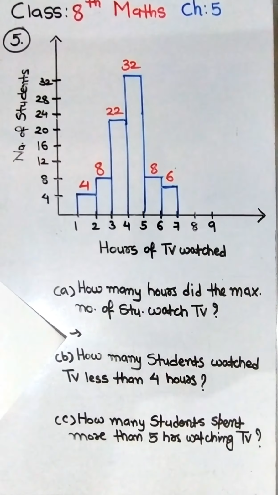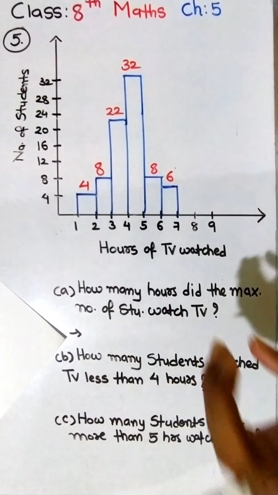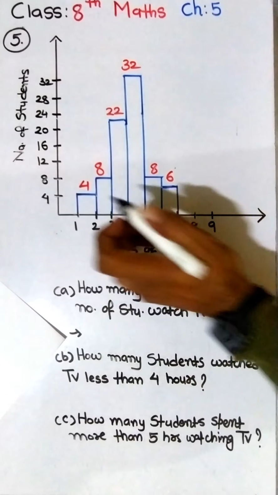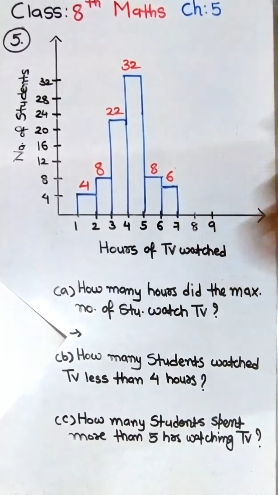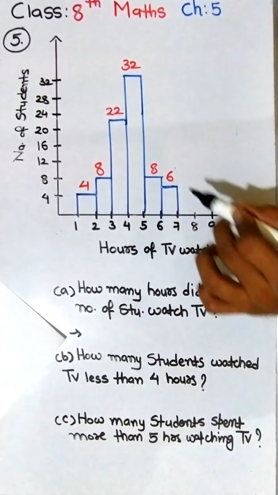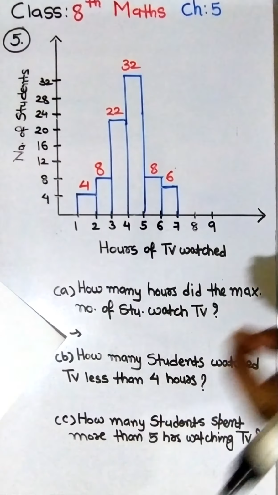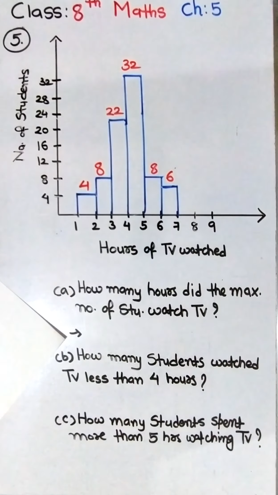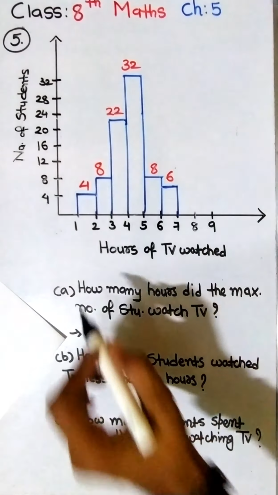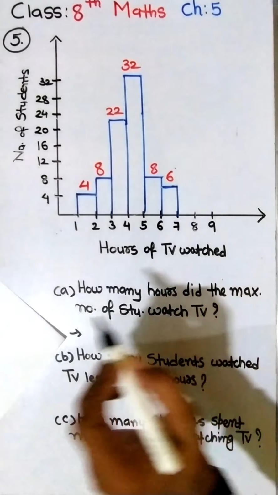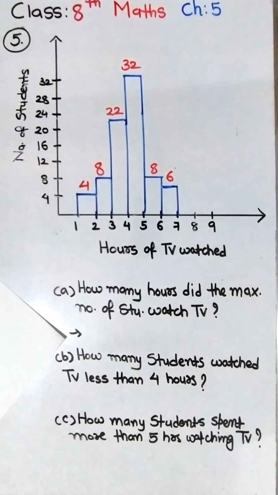Now this is a kind of histogram in which brief information is given. All the heights of the columns are given: 4, 8, 22, 32, 8 and 6. On the basis of this graph, we just have to answer the following questions, right? Now the first question is, how many hours did the maximum number of students watch TV, right?